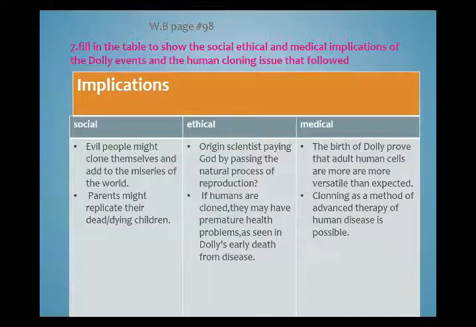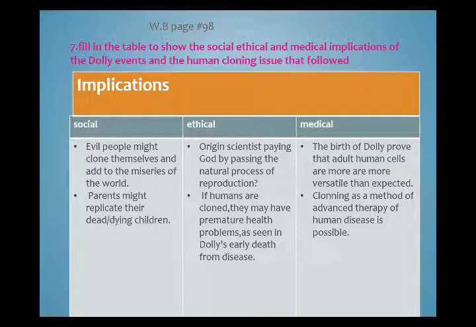Number first, we have social. Evil people might clone themselves and add to the mysteries of the world. Parents might replicate their dead, dying children. And what's the ethical implication of Dolly's event? First is origin, scientists playing God, bypassing the natural process of reproduction. And the second: if humans are cloned, they may have premature health problems as seen in Dolly's early death from disease.